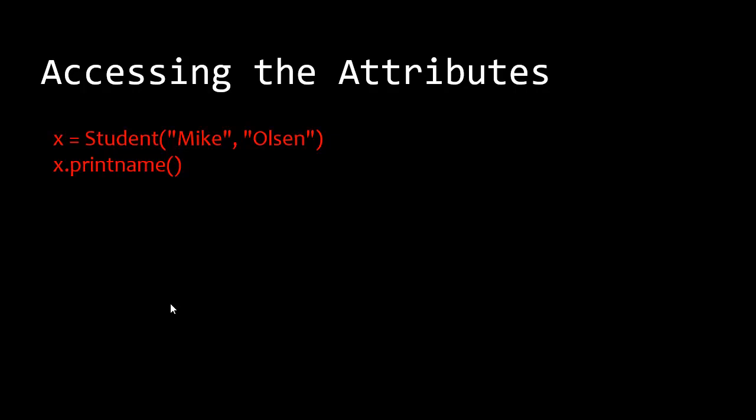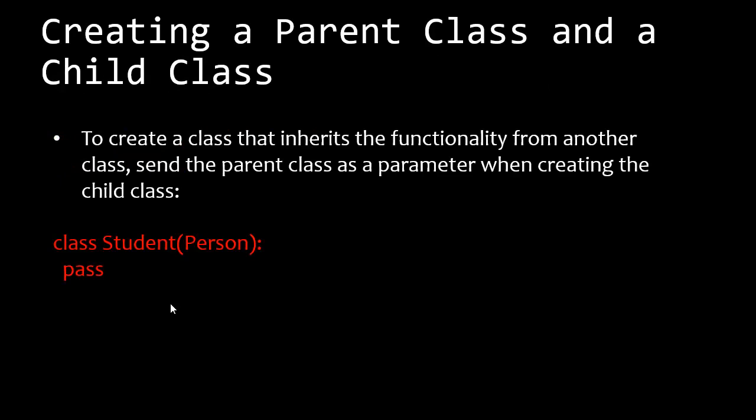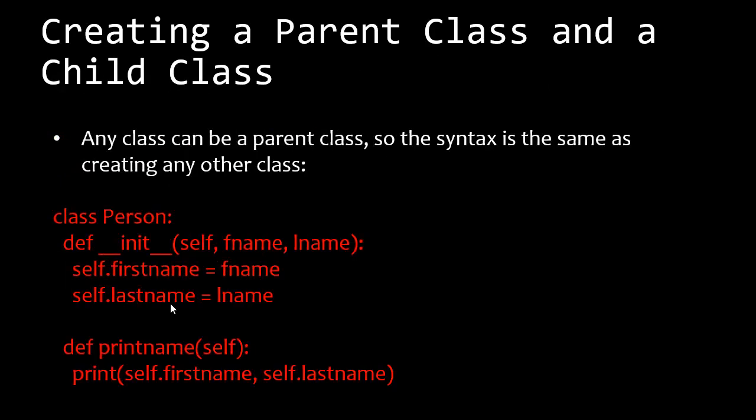So in this case, X equals student, which is my child class, the student we just defined right there, okay, and I'm going to pass it Mike and Olson, and then I'm going to print the name. But if you notice back here, there's nothing in the student class other than the fact that we just inherited the person class. And that's where it's going to take in the first name and the last name and so on. Does that make sense?